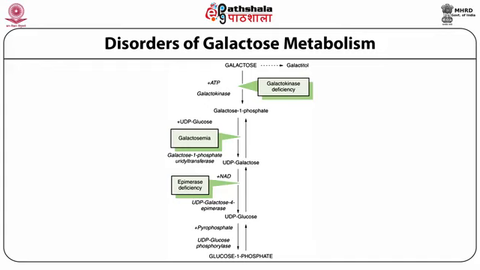Another disorder is galactokinase deficiency. In this condition, there is an accumulation of galactose in blood and tissue. The defective enzyme, galactokinase, responsible for the phosphorylation of galactose, will also result in galactosemia and galactosuria. Here again, galactose is shunted to the formation of galactitol.